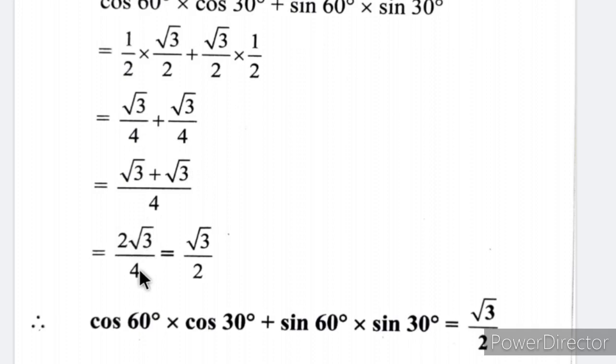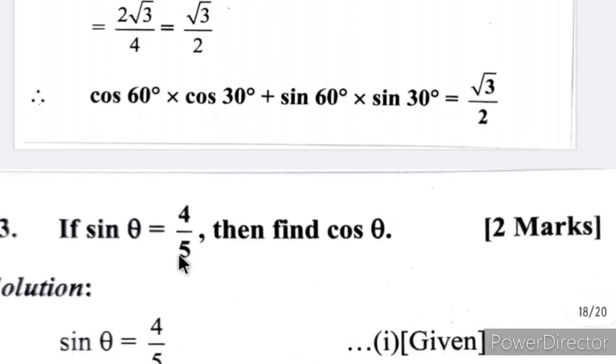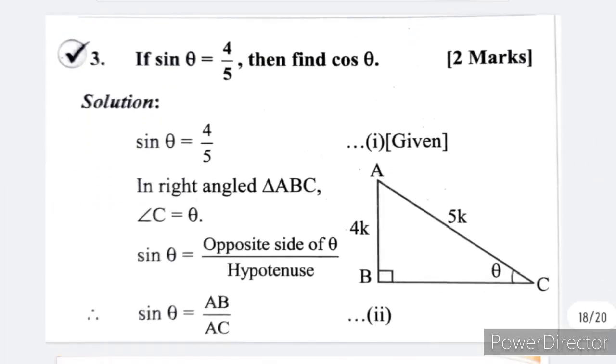So 2 root 3 upon 4, which is equal to nothing but root 3 upon 2. How? 4, 2 ones are, 2 twos are. So cos 60 degree into cos 30 degree plus sin 60 degree into sin 30 degree is equals to root 3 upon 2. We finished question number 2 of practice set 8.2. Now let's do question number 3 and 4.